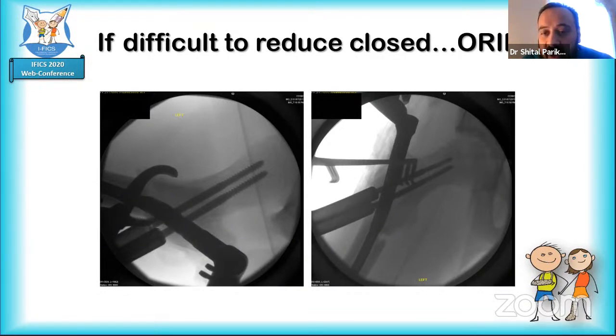So my recommendation would be to either get a closed reduction, or if you can't get a closed reduction, you just extend and open it and then nail it so you can get a proper reduction on these fractures. Otherwise, the proximal fragment would stay flexed.